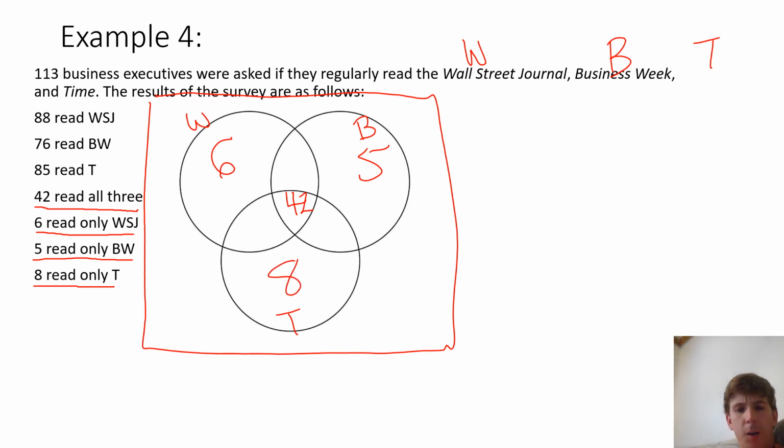All right, great. But we still have a lot of gaps in our knowledge here. We still don't know how many read both Wall Street Journal and Business Week, but not Time. We don't know any of these other overlaps, and we don't know how many read none of the above. What we can do though is set up a little system of equations here. I know that 88 total read Wall Street Journal. So that 88 is going to be the total that is in this circle right here.